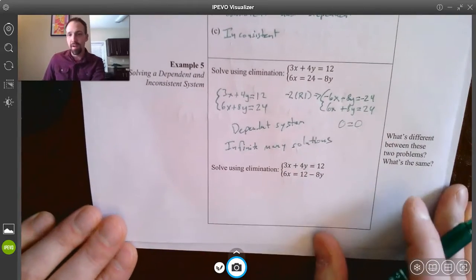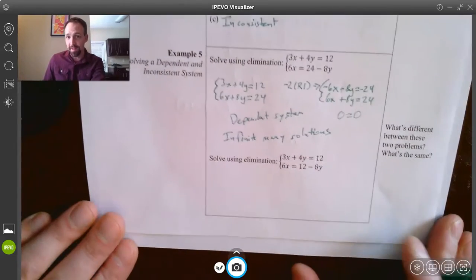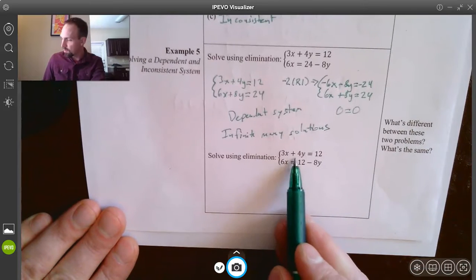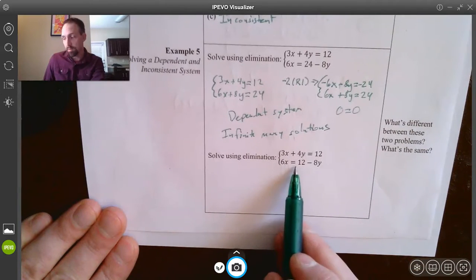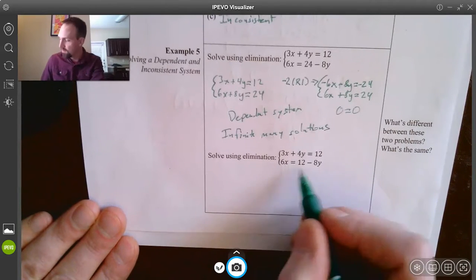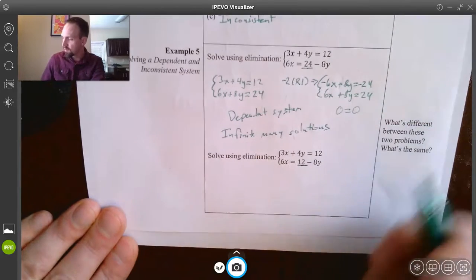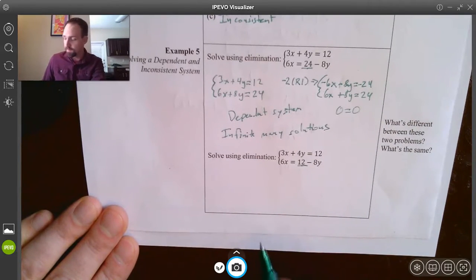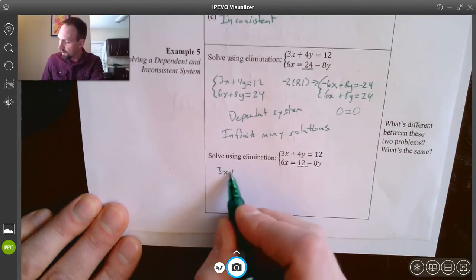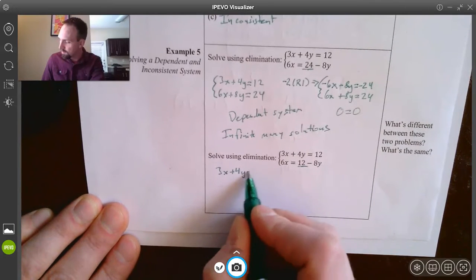Then the bottom here is very similar. In fact, the only thing that's different: I have 3x plus 4y equals 12. This says 6x equals 12 minus 8y. So the thing that's different is that this says 12, and the first one said 24. So my row 1 is the same.